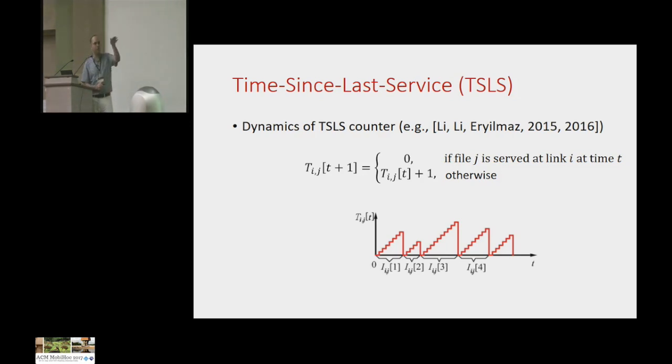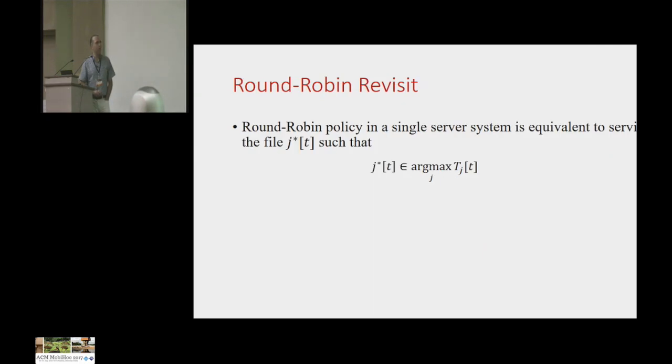So it doesn't have these nice queue-like dynamics that we can use in fluid arguments. So this kind of policy, using the time since last service, actually, in the case of the single service system, easily reduces to running a round robin.